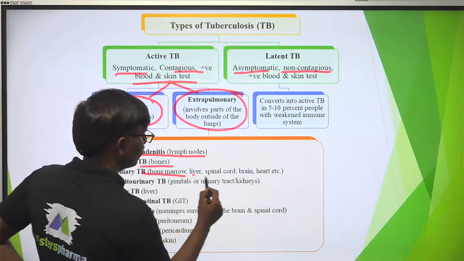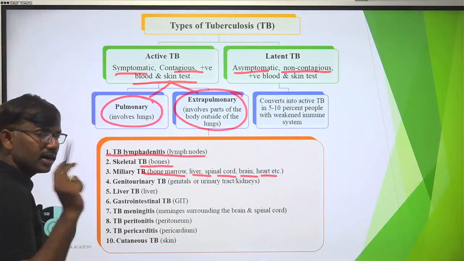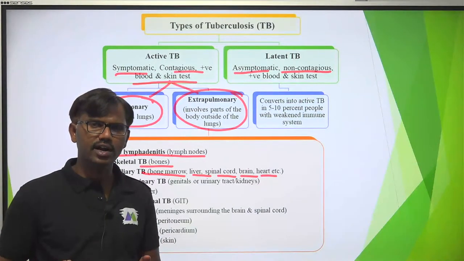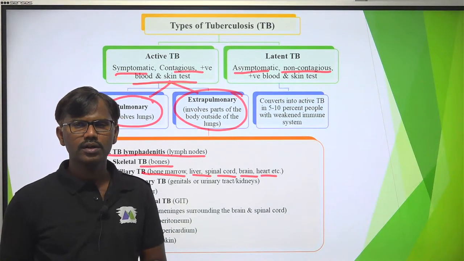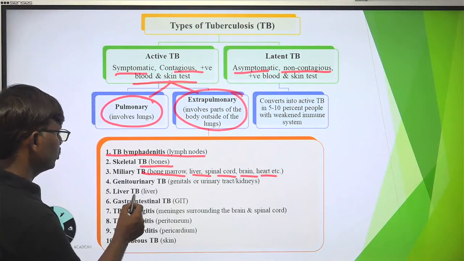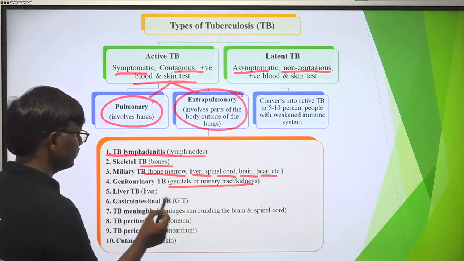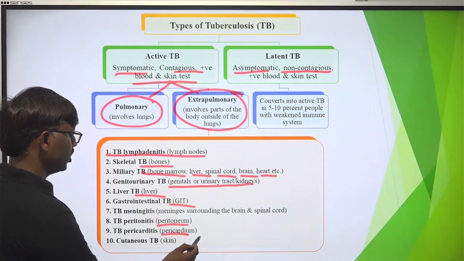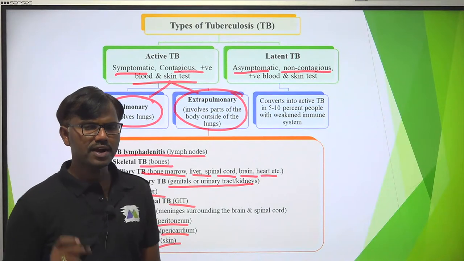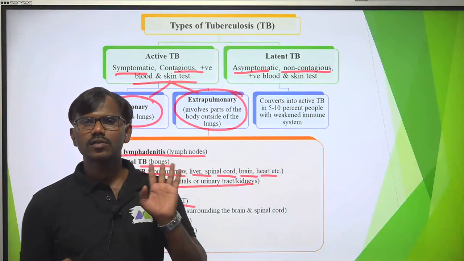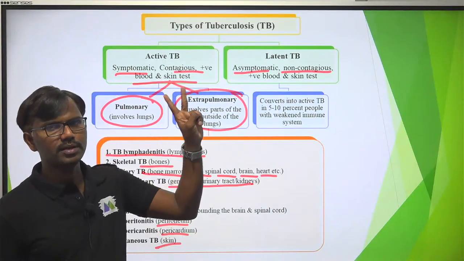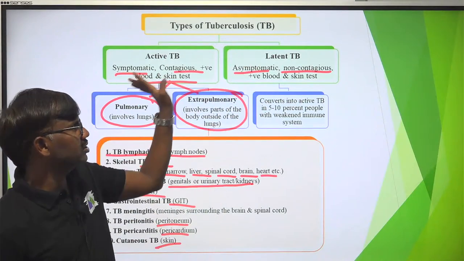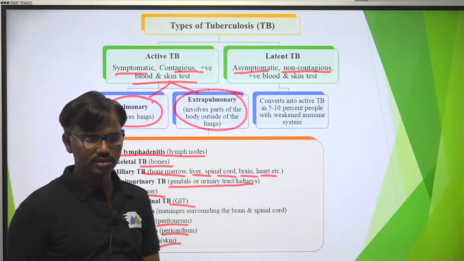Miliary TB, bone marrow, liver, spinal cord, brain, heart. If left untreated, tuberculosis will spread to all other organs, okay? That will become more dangerous. So genitourinary TB, genitals and urinary tract infections, liver TB also, then GIT, peritoneum, pericardium, skin TB. So different types of TB are there, but according to classification only two types of TB. In extra pulmonary, these different classifications come, but the actual types of tuberculosis are only two, remember. Right?